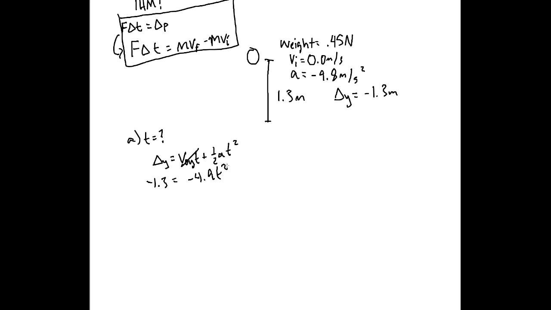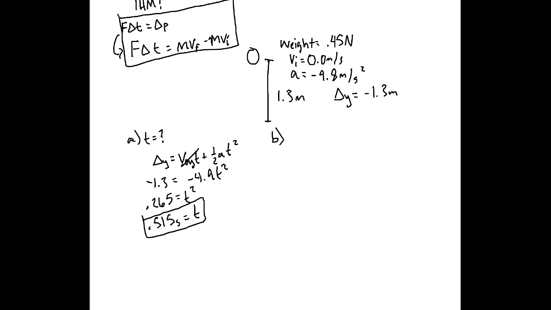So we divide both sides by negative 4.9. Remembering that our negatives are going to cancel because we should never end up with a negative time. So that gives us let's just say 0.265 equals t squared. So square root both sides, and you end up with 0.515 seconds equals t. So that is our answer for part A, how much time it takes for the ball to hit the ground. So shimmying over and working part B.